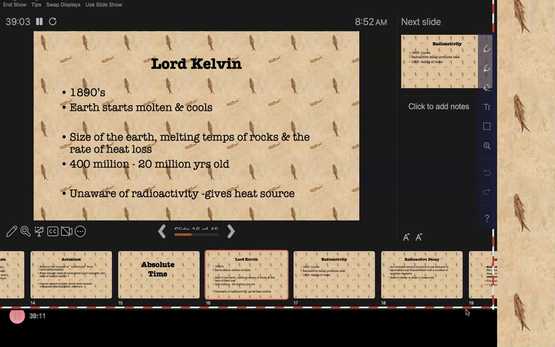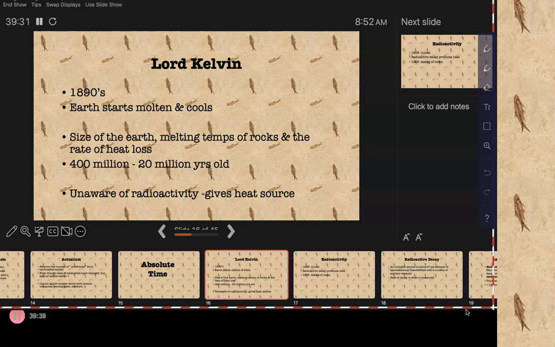He didn't, however, know about the fact that the interior of the Earth is continually getting new heat added to it because of radioactive decay. It wasn't just like you heated up some iron in a forge and set it down on the counter and waited for it to cool. How long would it take to cool? That's sort of the way he approached it.